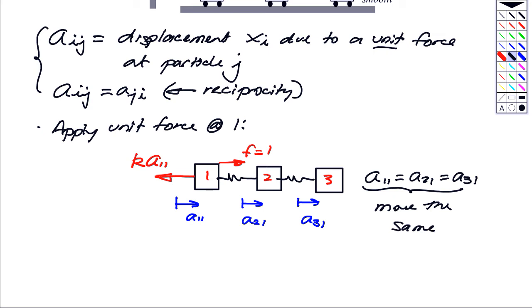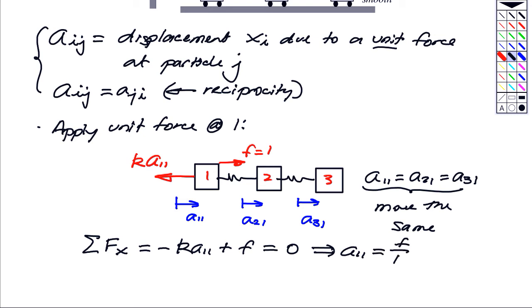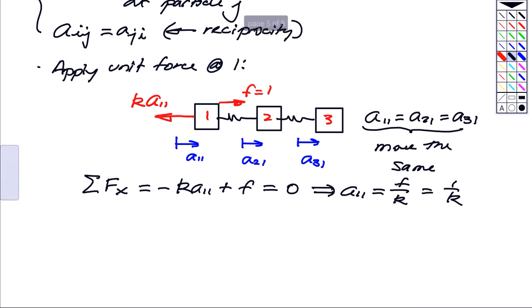So if I sum my forces acting on that system of particles 1, 2, and 3, I have minus Ka11 plus F is equal to 0. So it says that A11 is equal to F over K, or 1 over K. And then from above, we have, therefore, that A21 and A31, the same thing as A11, so that's 1 over K.